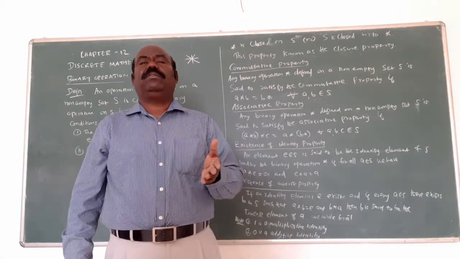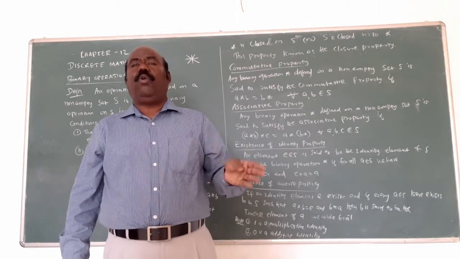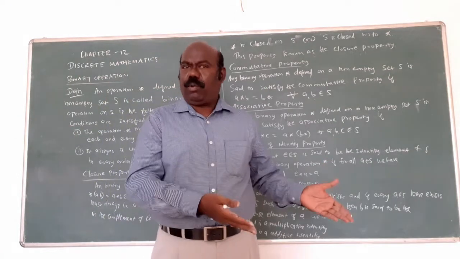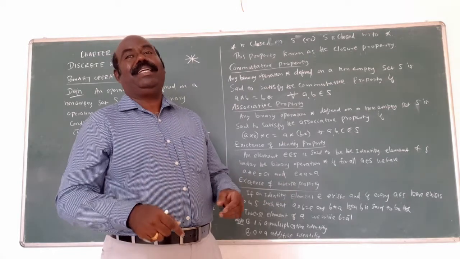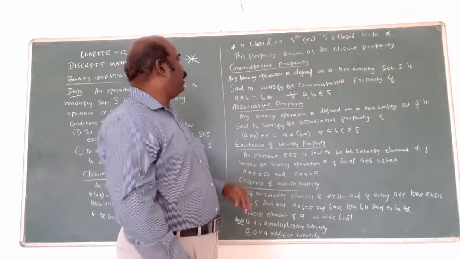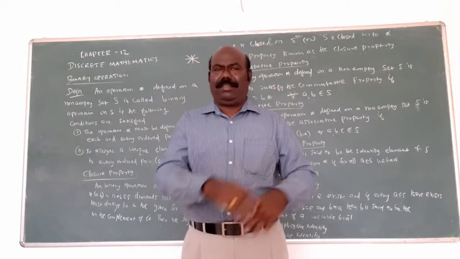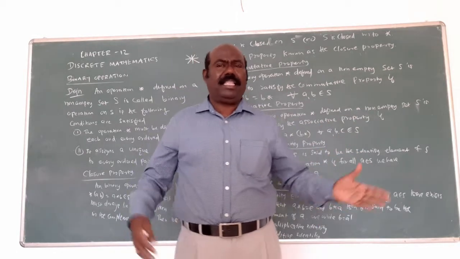Multiplication: take natural numbers 1 and 2. 1 into 2 is 2, and 2 into 1 is 2. So the commutative property is true for multiplication. In this way, for the commutative property, you take two elements and interchange them: a star b and b star a. In this way you will find it.